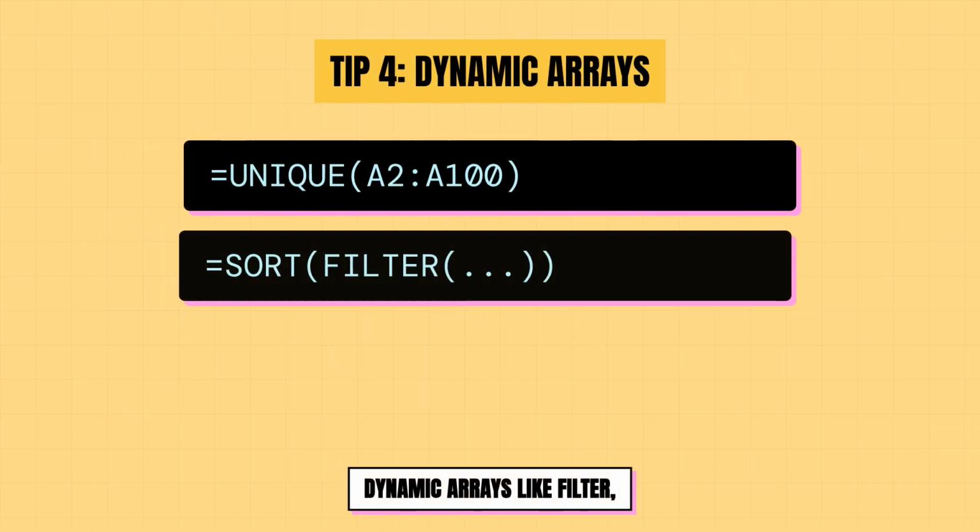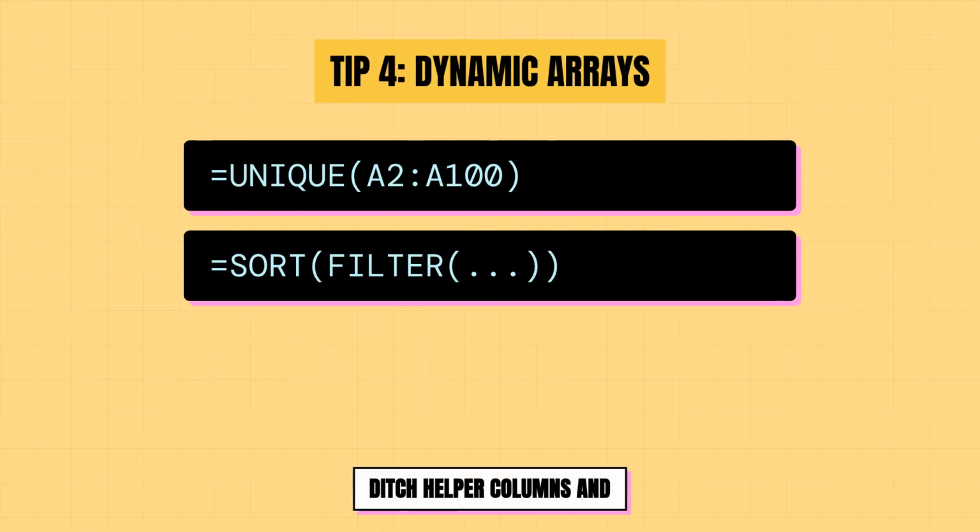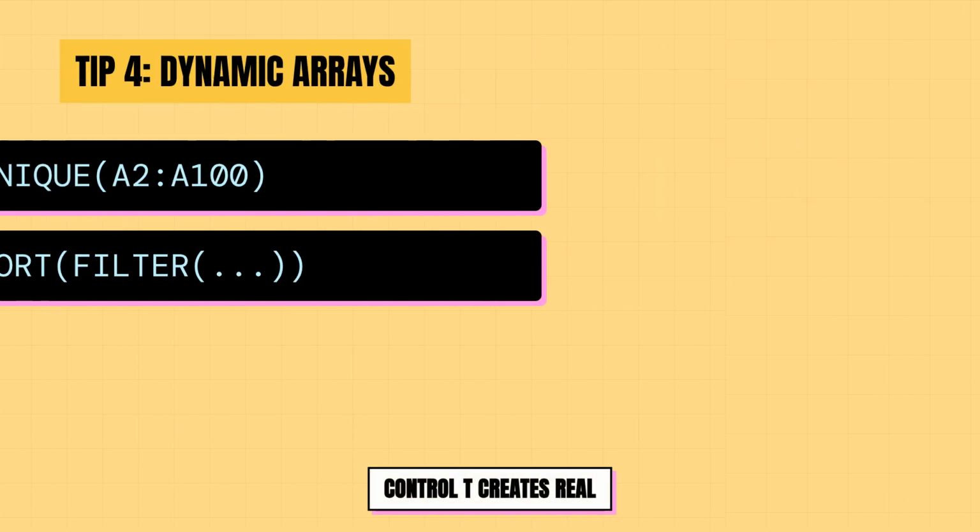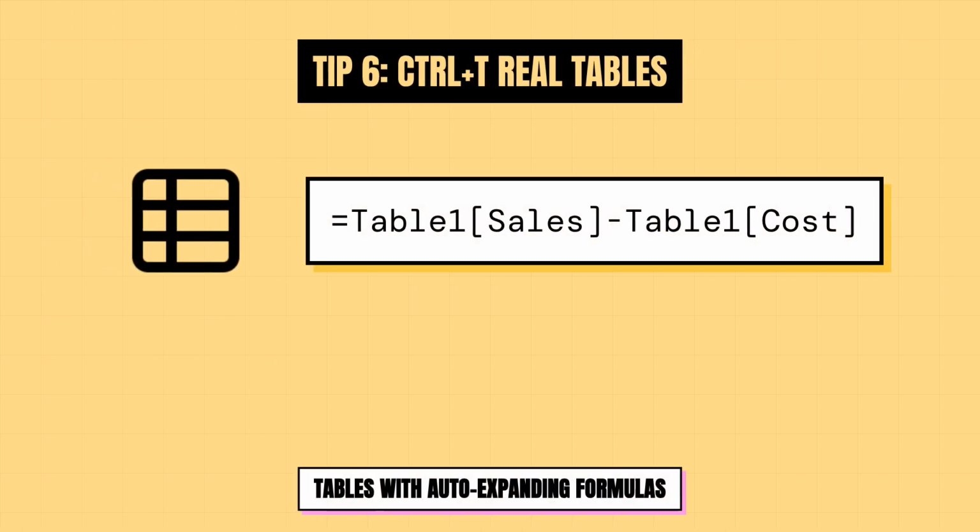Dynamic arrays like filter, sort, and unique let you ditch helper columns and complex array formulas forever. Clean and efficient. Ctrl-T creates real tables with auto-expanding formulas and named column references. It makes your spreadsheets much more robust.